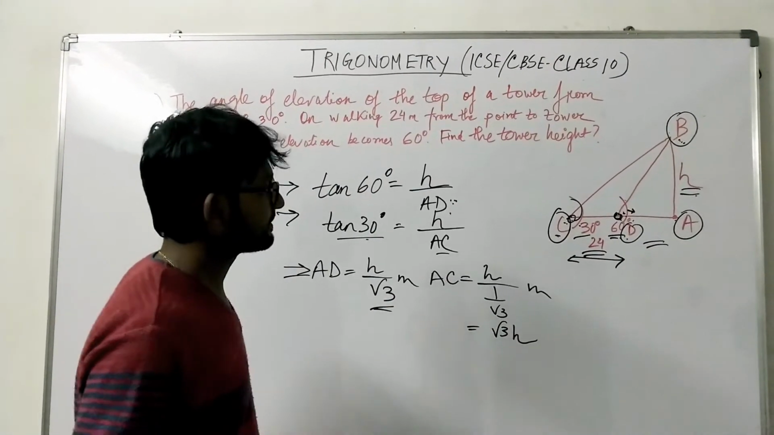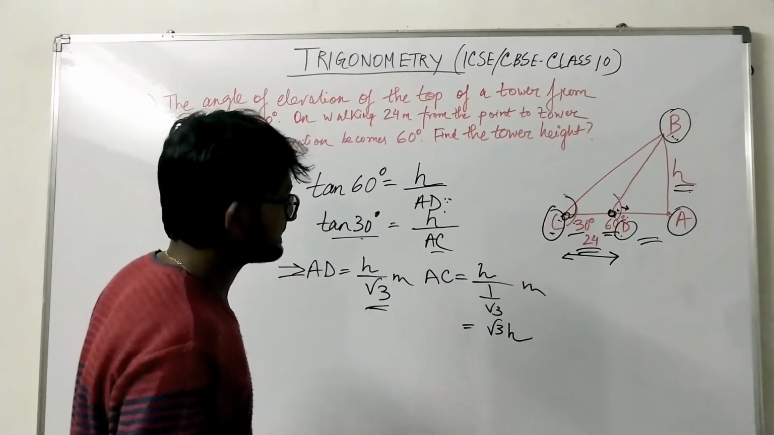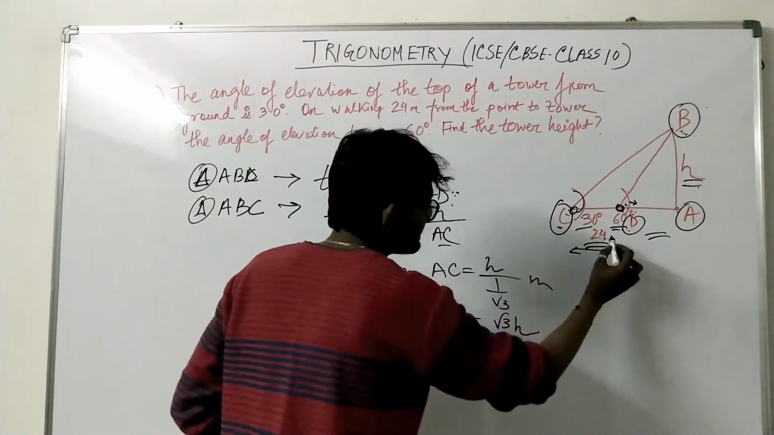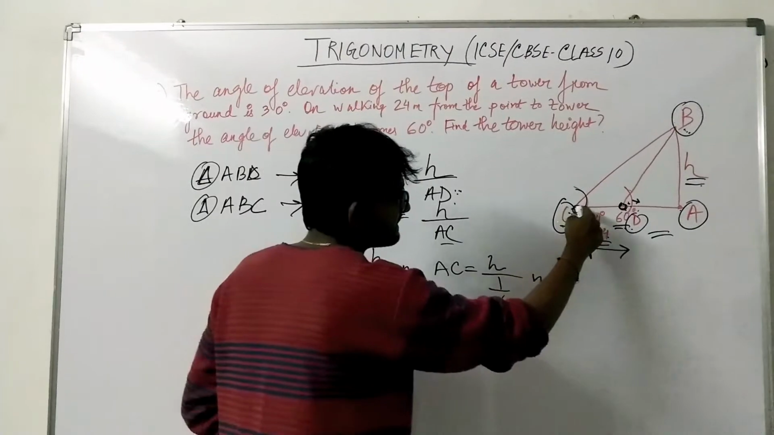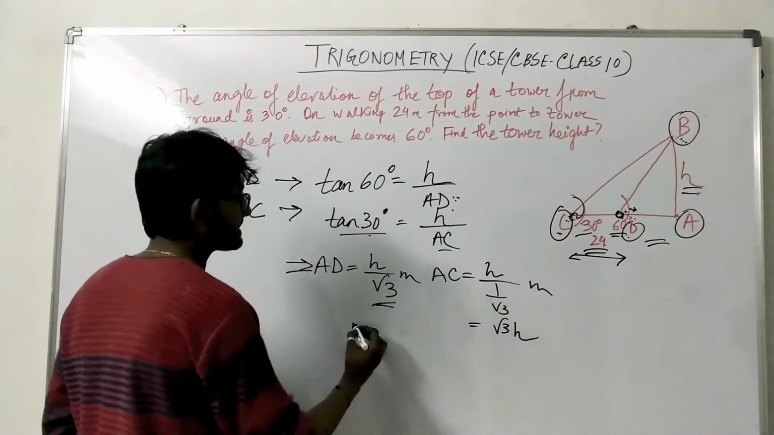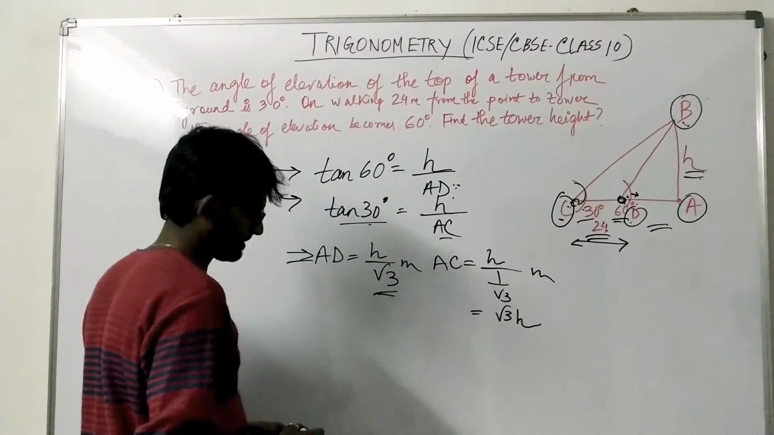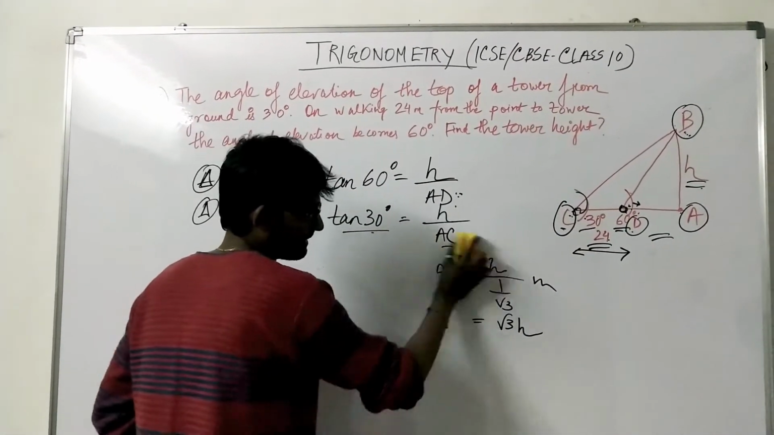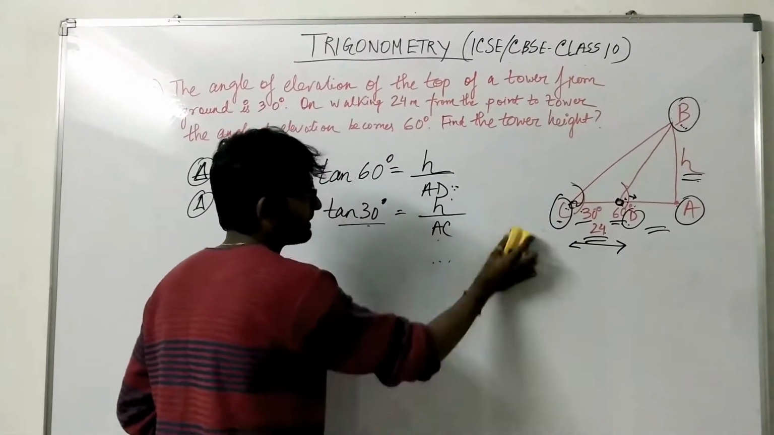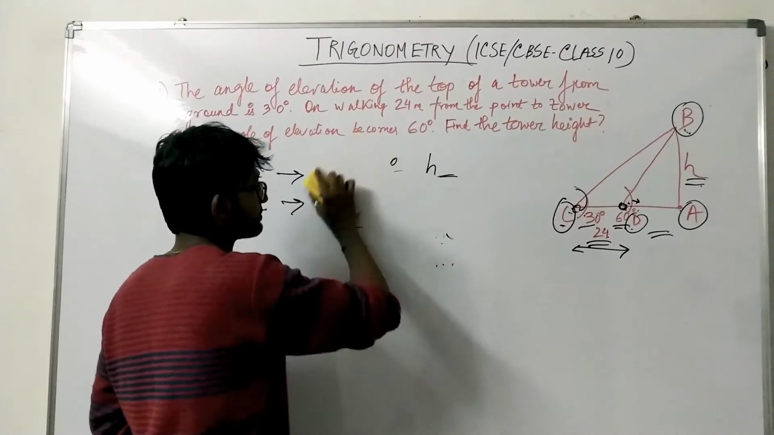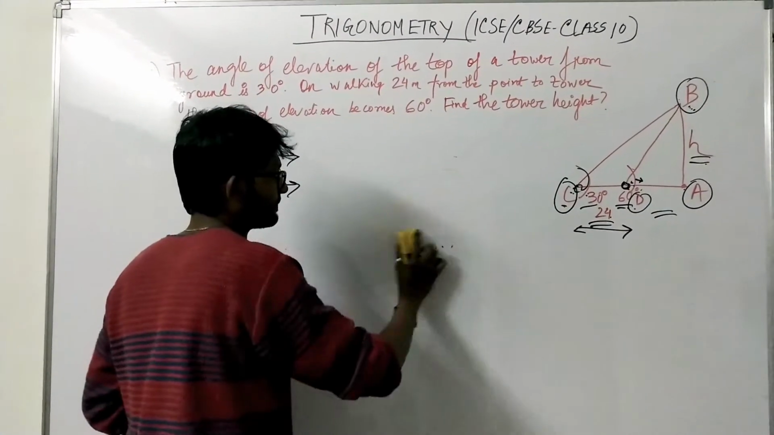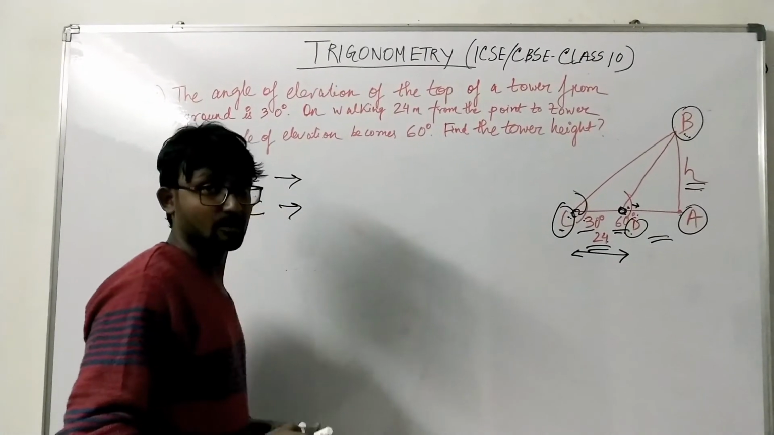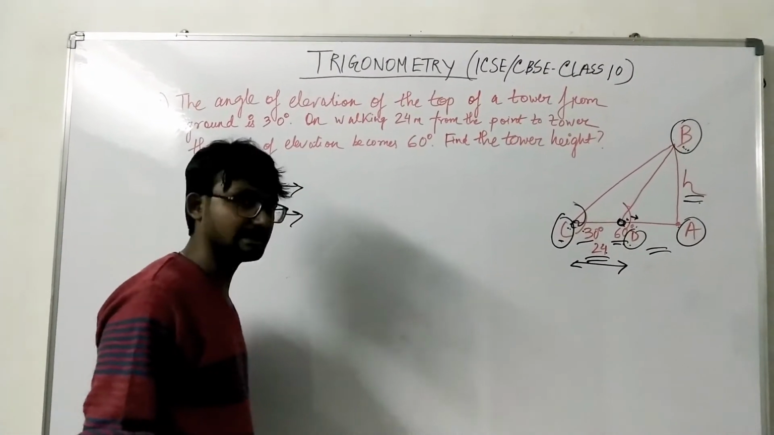So AD and AC we got. Now we know CD. CD is 24 meters. Let me rub a little bit for you guys, so you can understand. You can pause the video again for your convenience to note down the sum, because we have limited time for description. So you can pause the video and write the details.